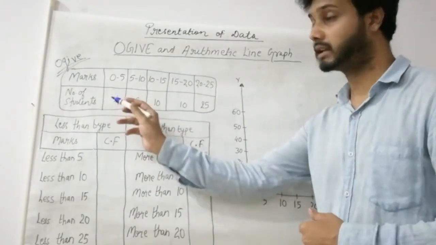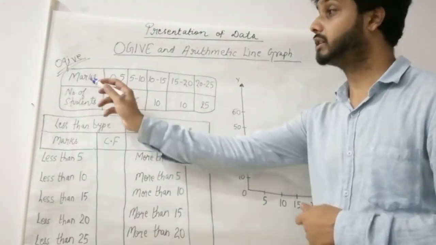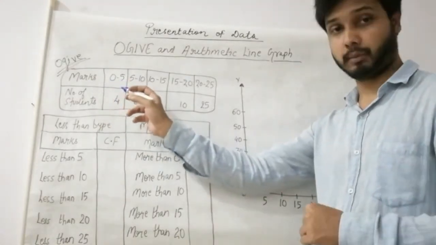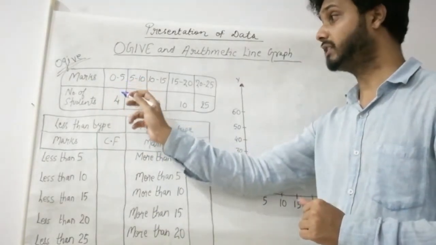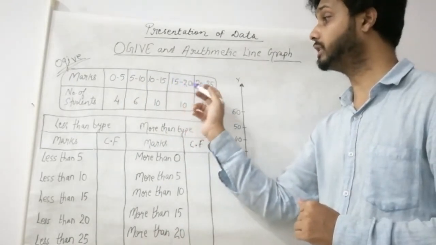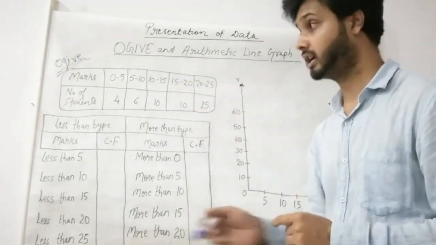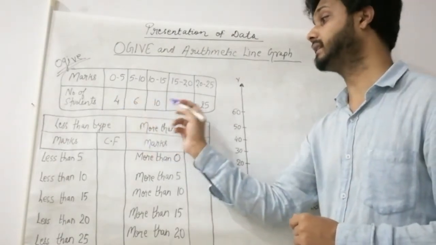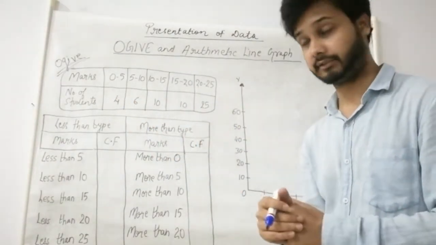Here students, we are given an example where we have marks and number of students. So the marks are in the form of class interval, that is 0 to 5, 5 to 10, 10 to 15, 15 to 20 and 20 to 25. And respective frequencies are given, that is 4, 6, 10, 10 and 25.